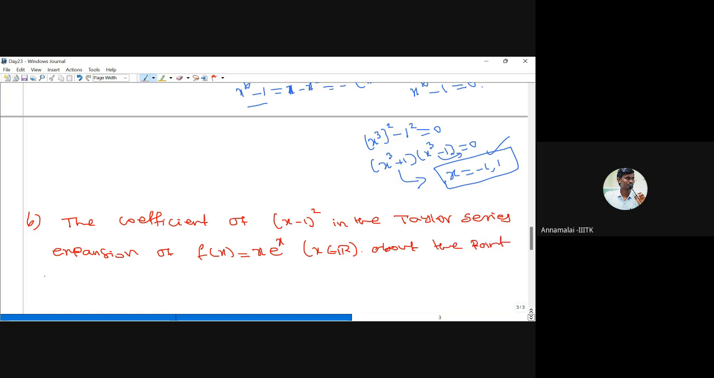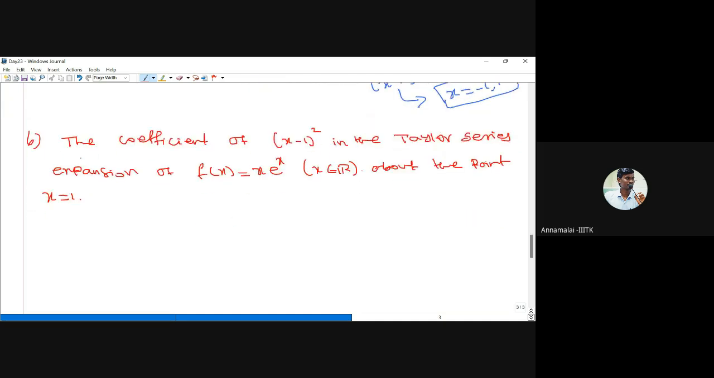About the point x equal to 1. So first we know that about the point x naught, what is the Taylor series expansion? f of x can be written as f of x naught plus (x minus x naught) by 1 factorial into f dash of x naught, plus (x minus x naught) square by 2 factorial into f double dash of x naught, and so on.